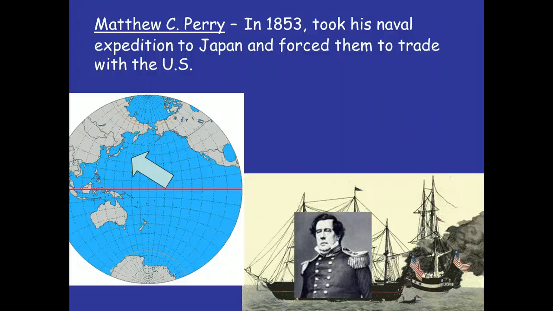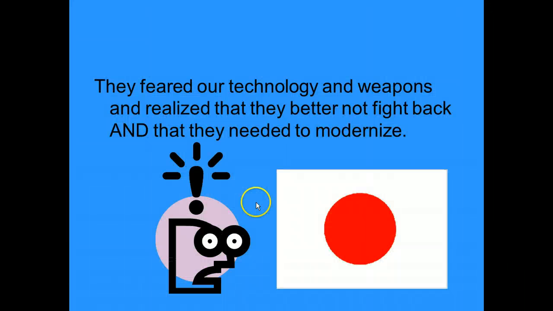The Japanese had been very isolationist for centuries, and they really were unaware of Western advances and technology. So here we come with our crazy ships. Look at the uniform he's wearing, right, with these little frilly things. And plus, he was a little bit taller than the average Japanese resident. So they kind of thought, like, what is this white man doing with their ships and their guns, and what's all this going on? So we kind of intimidated them into having to trade with us, I should say. So the Japanese fear our technology and our weapons, and they realize we better not fight back, and that they need to modernize. So they do. They agree to it.